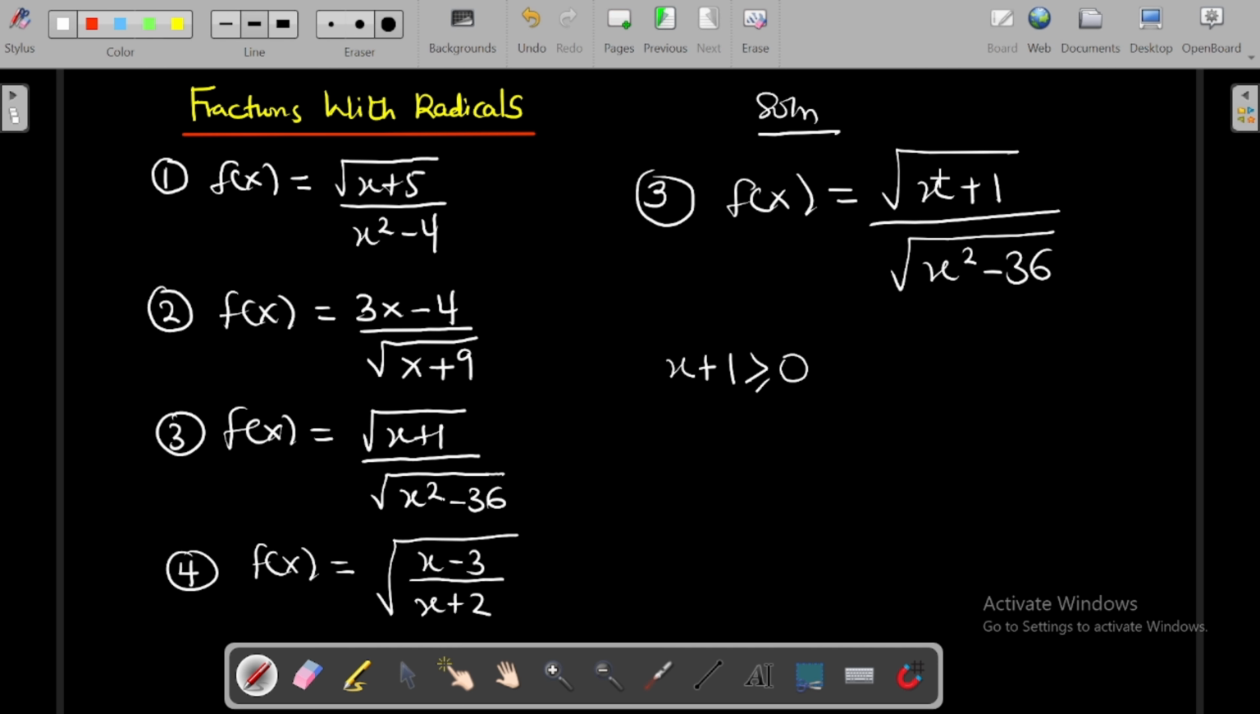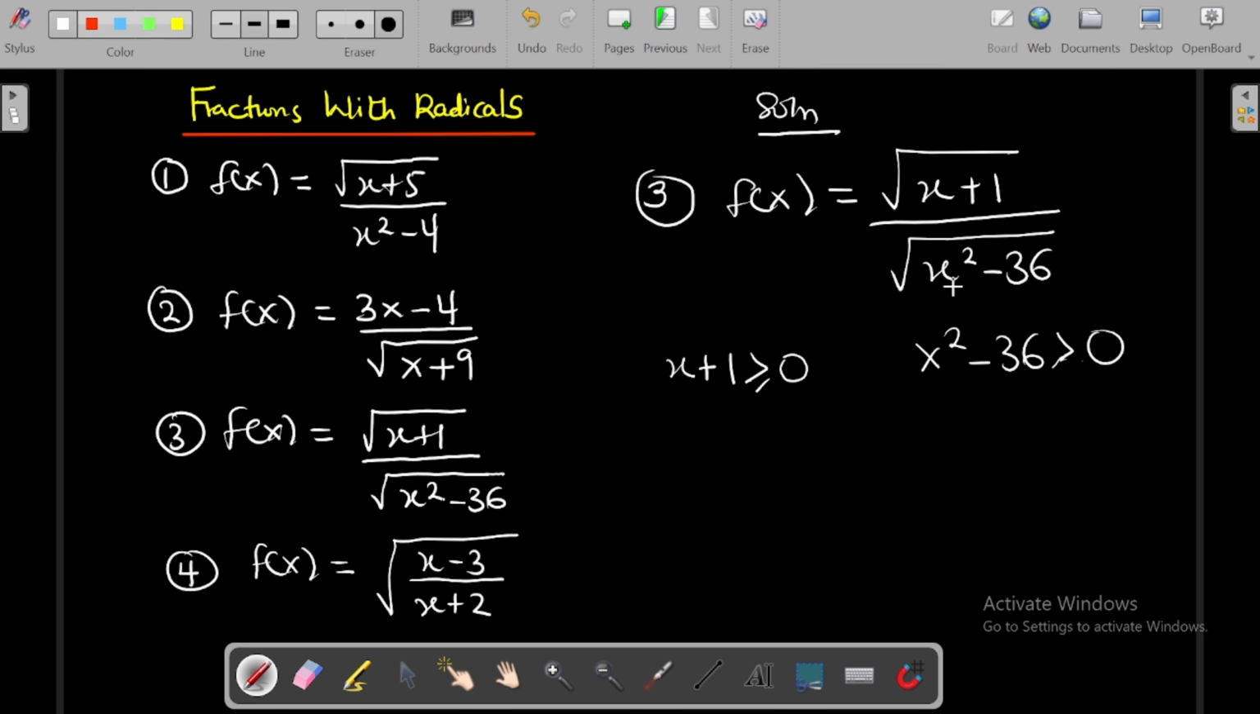Because if we have 0 here, it will be 0 plus 1, and then the square root of 1 is 1, which is defined, okay. But when you have a radical, please take note of this. When you have a radical in the denominator, you equate the radical to be greater than 0 and not greater than or equal to 0.